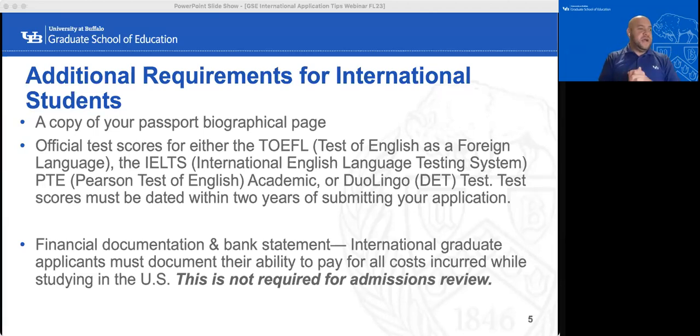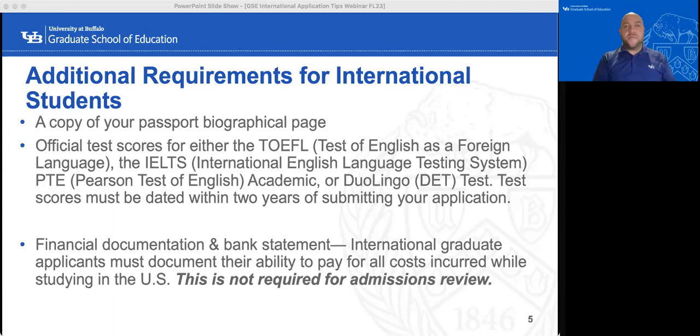Additionally, the last component, and I'll jump to the question after that, is financial documentation in your bank statement. If you are an individual applying to a non-doctoral program, for example, just be mindful that these are requirements, but they are not requirements for admissions review. If you're applying to a master's program of ours, you do not need to show us financial documentation or a bank statement to be considered for the academic review component of the program.